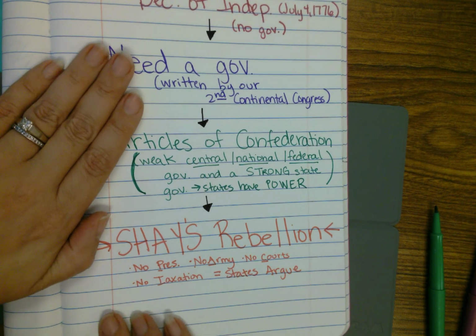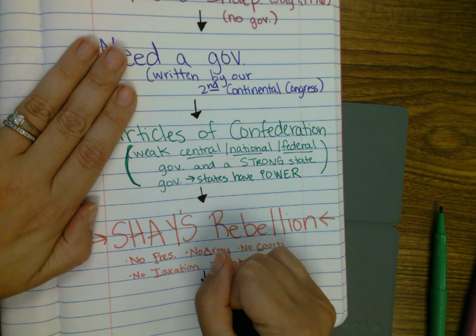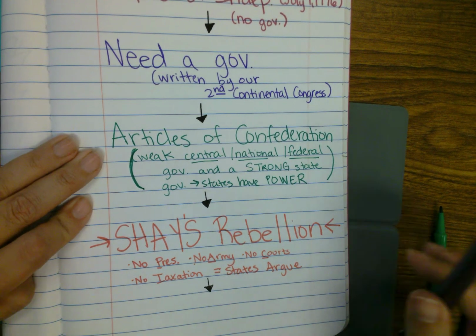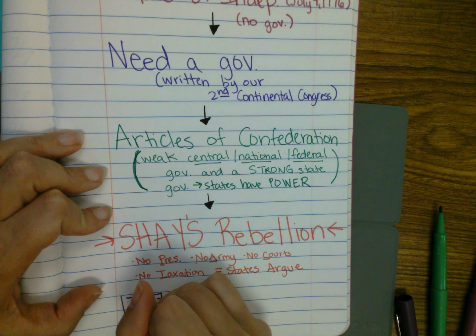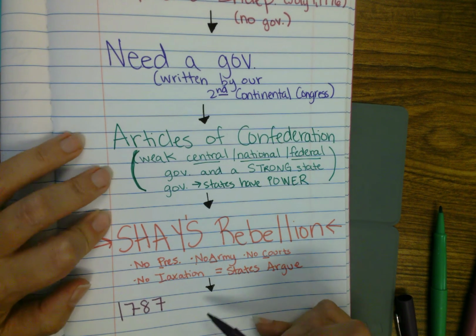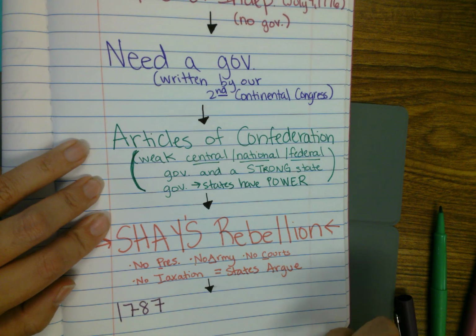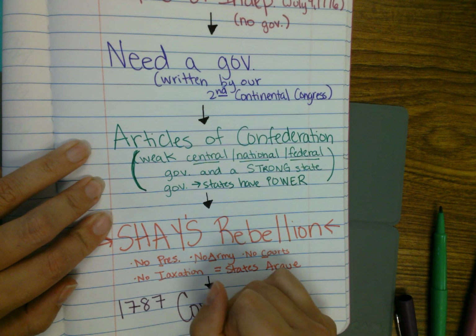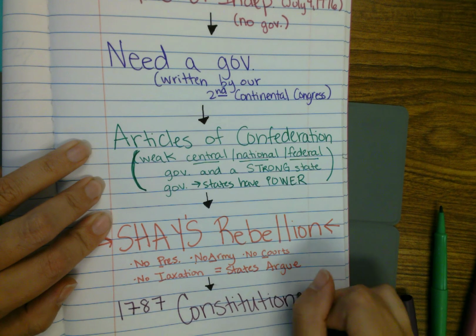And so, the question became, could they survive? And so, with some pleading from the representatives, they are going to decide to meet again in 1787, and their goal in 1787 is to revise the Articles of Confederation, but they realize it's not going to work, and instead they throw it out, and it leads us into the Constitutional Convention.